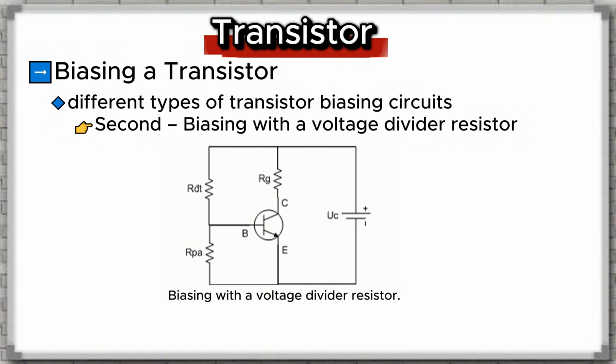Second, biasing with a voltage divider resistor. To handle many kinds of input signals, whether weak or strong, the biasing circuit often uses a voltage divider resistor, RPA, connected from the base down to ground.